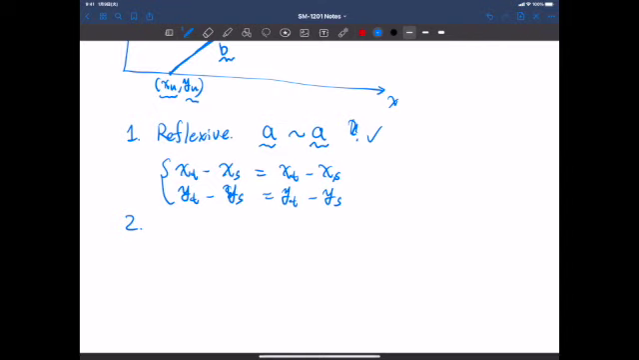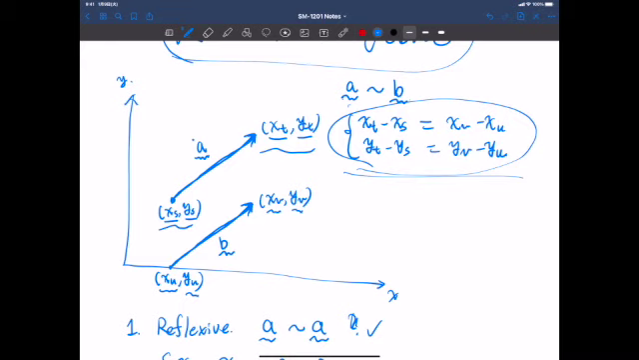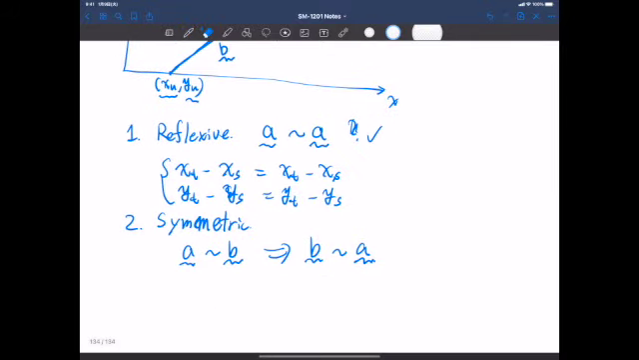And second, symmetric. Symmetric. So that means if A is related to B, then B is related to A. And if you look at this, if A is related to B, we have this. But this equality is just an equality between two real numbers. So we can swap the left-hand side and right-hand side. So that gives you this relation. B is related to A. So therefore, this relation is symmetric.